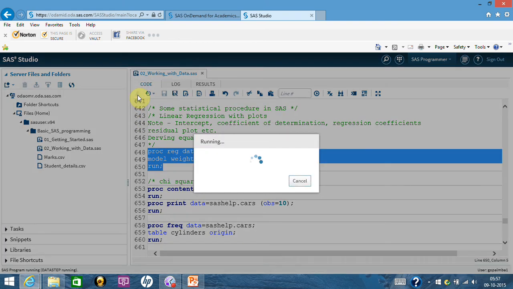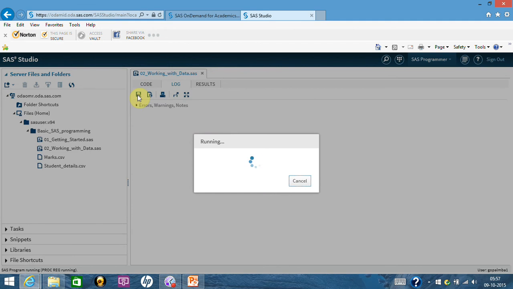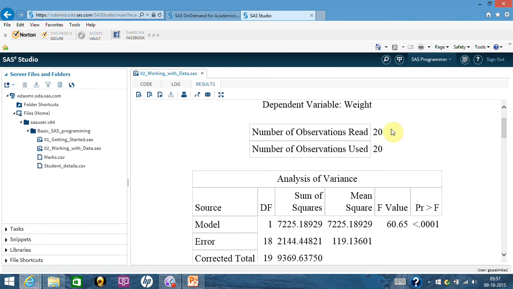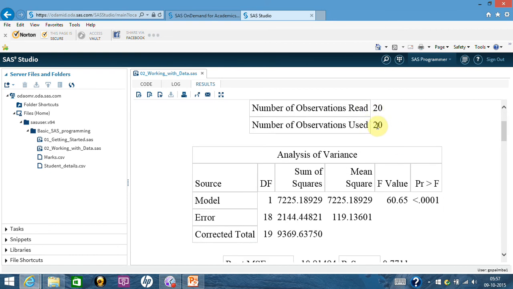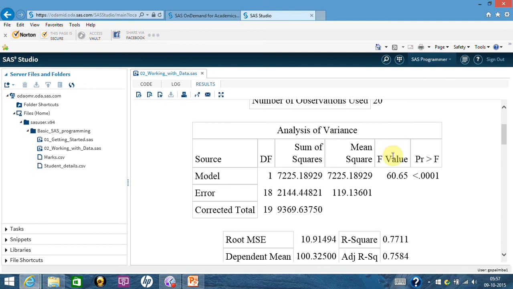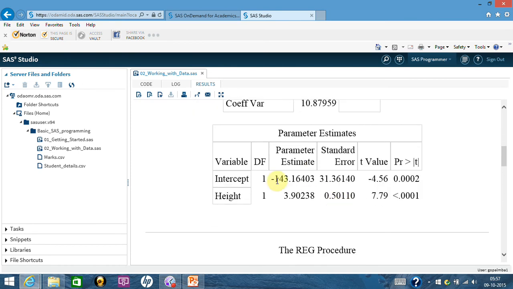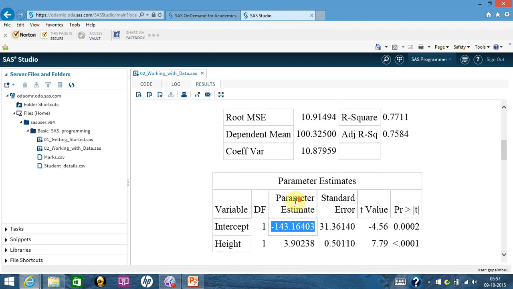When you run it like this, it has produced the model. It is saying it has used 20 observations. It is giving you the analysis of variance, the p-value. It is giving you the coefficient parameter estimates. So this is your intercept and this is your height. In one sense it is saying your equation is minus 143.16 plus 3.90238 into height, and it can predict the weight.